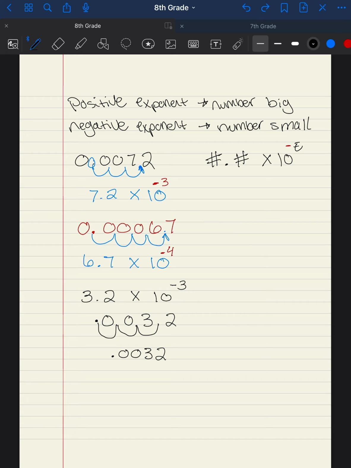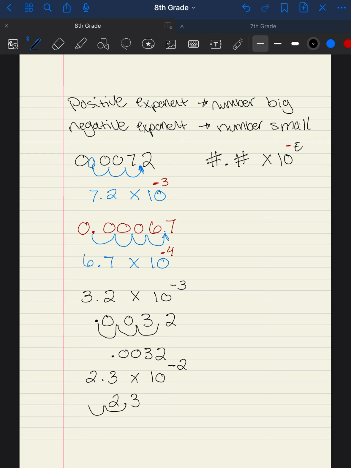Okay, let's do 2.3 times 10 to the negative, let's do 2. Negative 2 power. Now, again, bring my 2.3 down. Now, how many times did I move my decimal? 2 times. Is it negative? Yes. So if it's negative, I'm going to be adding zeros this way. I want the number to be small. Number small.